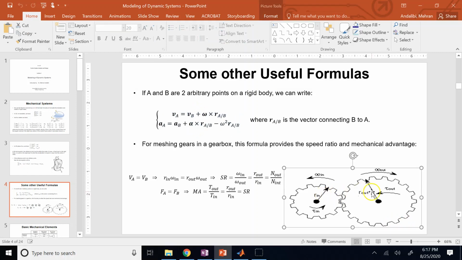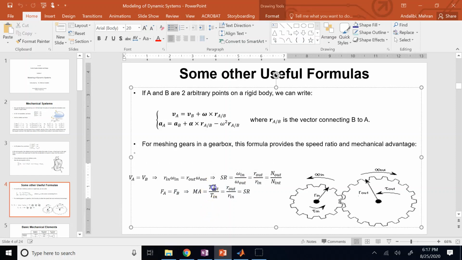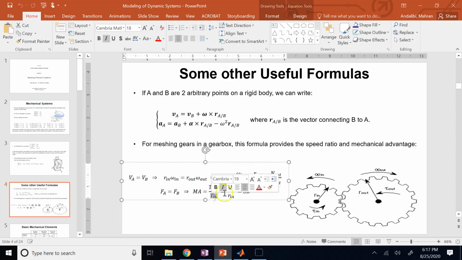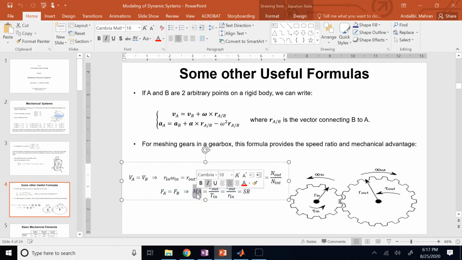Then if you have 2 gears, pulleys, or chain and sprocket linked together, we had something called speed ratio, which is the omega of the input over output, which you can show is equal to the radius of output over radius of input. Also, you can show that that is equal to another term called mechanical advantage, which is torque out over torque in, which is also the same as radius out over radius in. So we defined in dynamics, hopefully you have seen, speed ratio and mechanical advantage.